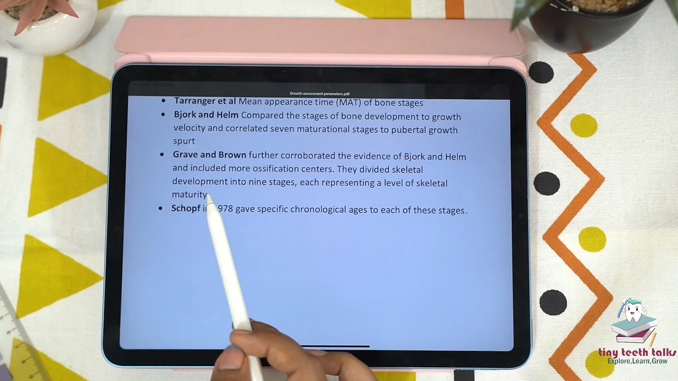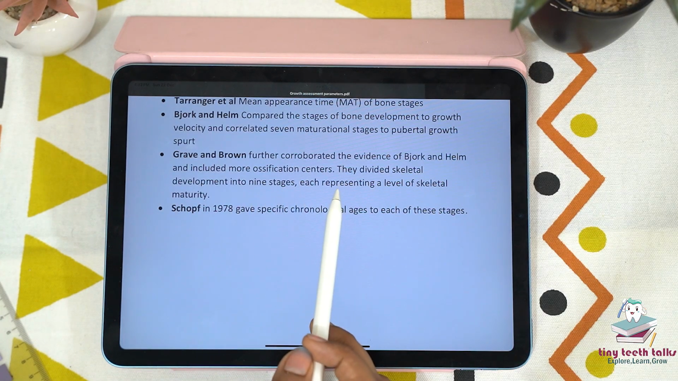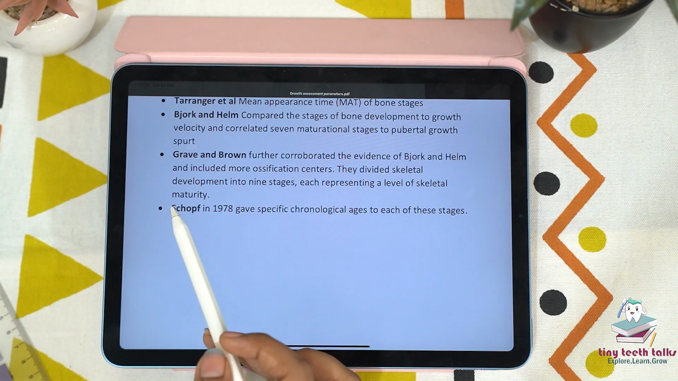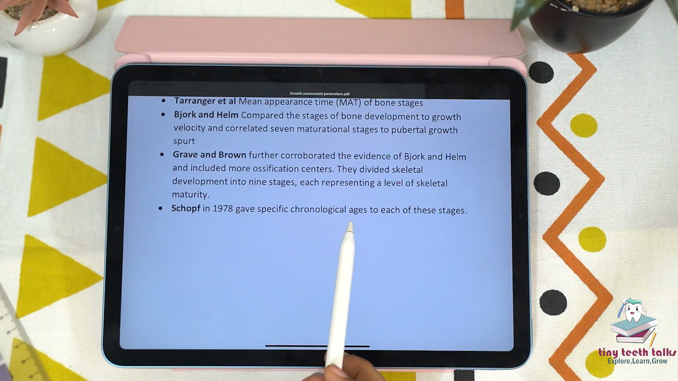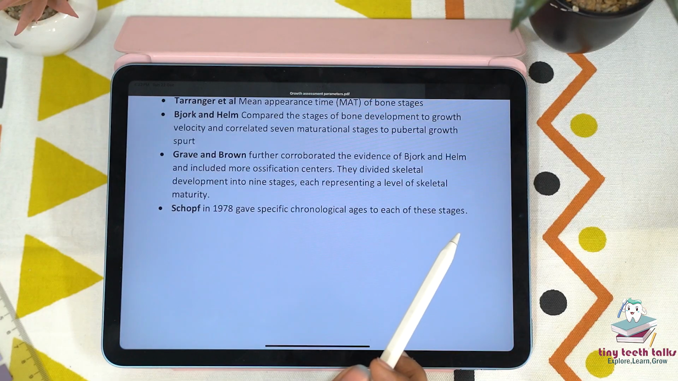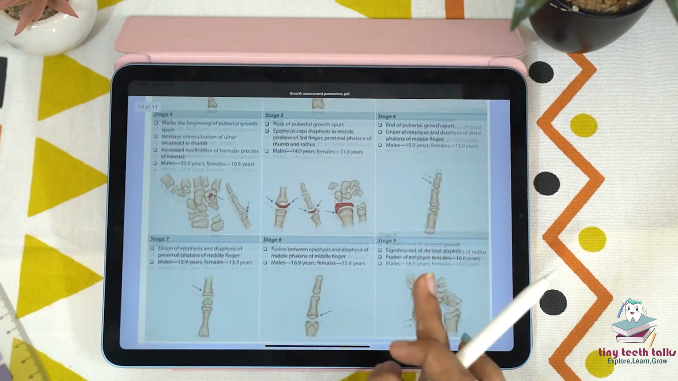They divided skeletal development into 9 stages, each representing a level of skeletal maturity. Scoff in 1978 gave specific chronological age at each of these stages. So these are the 9 stages.